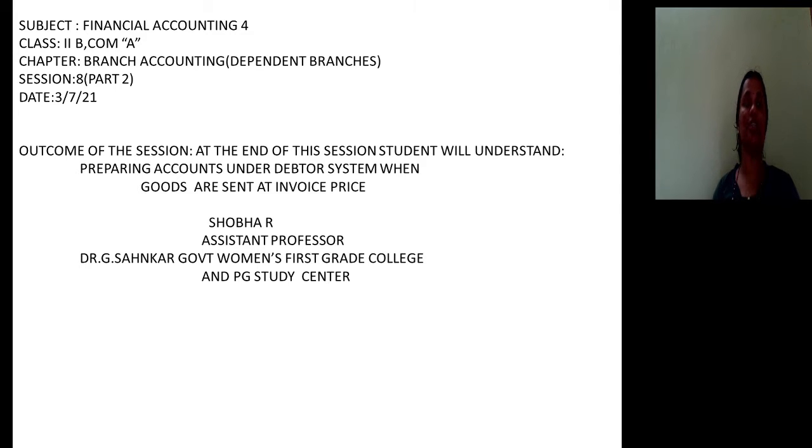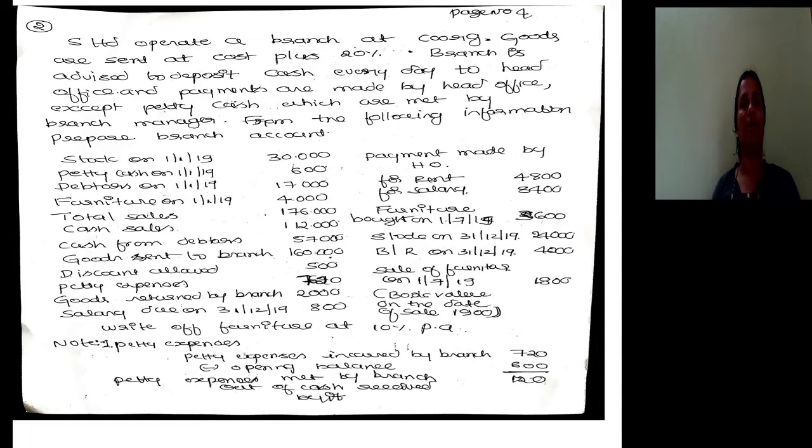In this session we are concentrating on preparation of branch account under debtor system when goods are sent at invoice price. We have already solved one problem on it. Now we are moving toward the second problem. This problem was not discussed in detail in the last session. Let me discuss it in detail in this session.